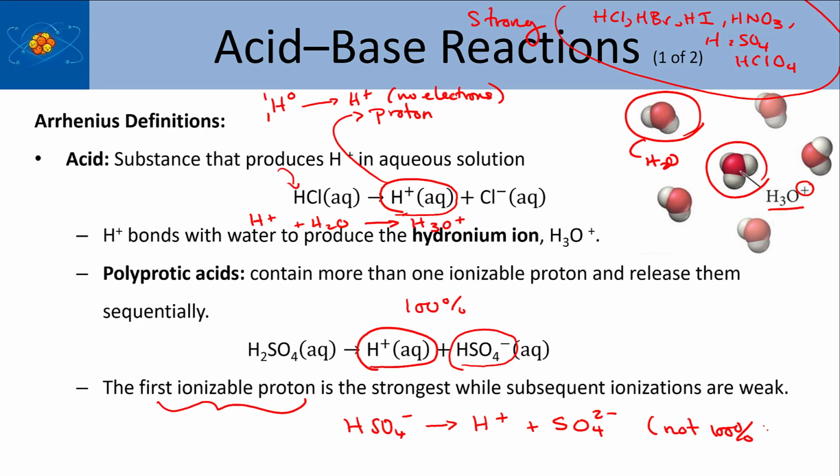And typically, it's around 10% for the second ion. This is known as the second ionization reaction, because it's the second of the hydrogen ions to be released from the compound. So that's kind of a summary of acids and how they behave in water. So what we'll do next is we'll look at some bases.